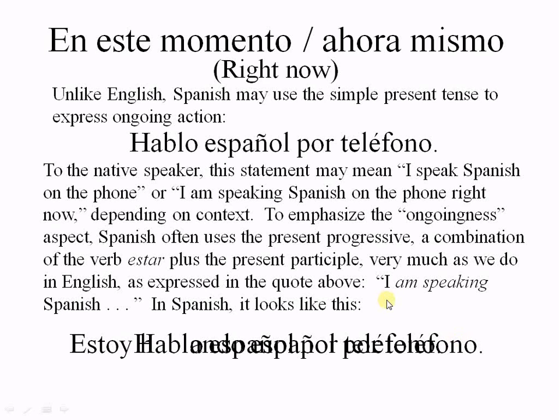But to emphasize the ongoingness aspect, Spanish often uses the present progressive, a combination of the verb estar plus the present participle, very much as we do in English, as expressed in the quote, I am speaking Spanish. So in Spanish, it would look something like estoy hablando español por teléfono. So here you have the verb estar conjugated, the verb hablar plus the present participle that we are going to talk about in a second, español por teléfono.